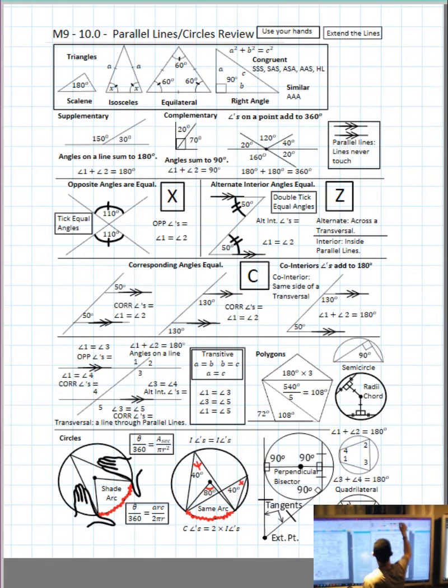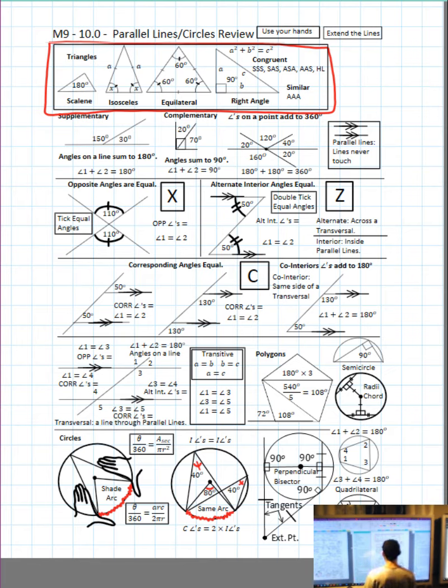Okay, let's look at all the rules in the same place. So first of all, we have all of our triangles at the top from elementary school. We have scalene, all sides, all angles different. We have isosceles, two sides, two angles are the same. We have equilateral, all sides and all angles are the same and all 60 therefore.